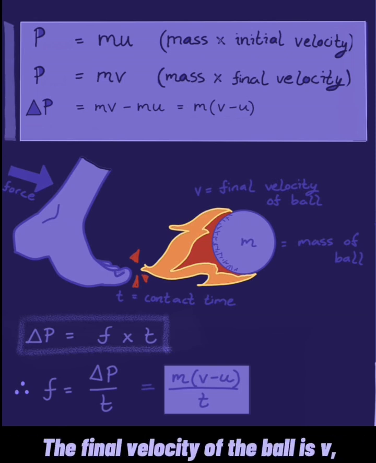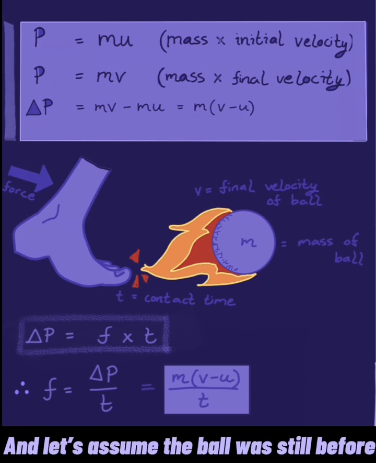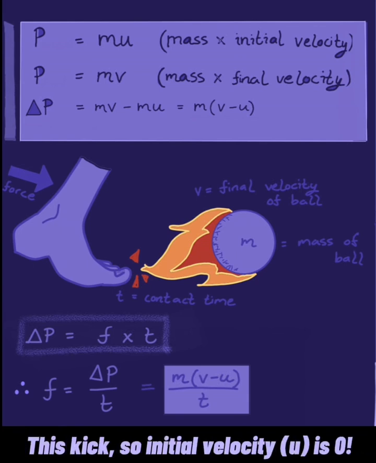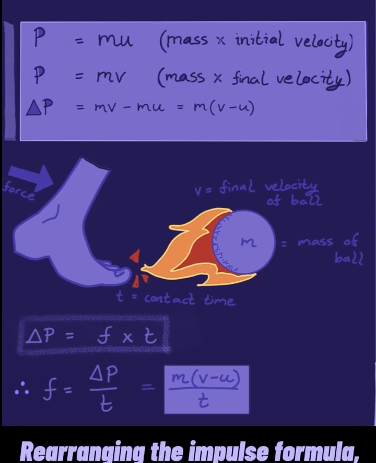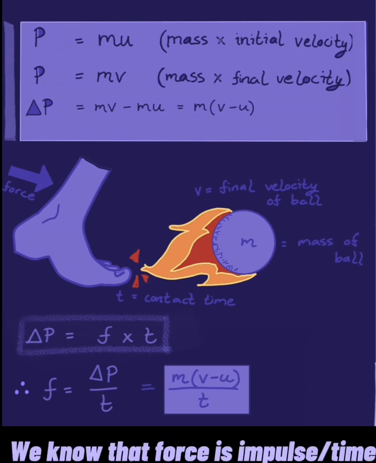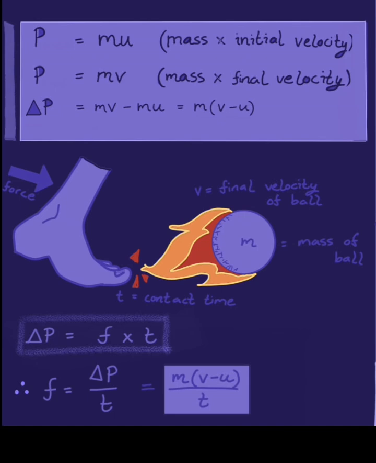The final velocity of the ball is v, and let's assume the ball was still before this kick. So initial velocity u is 0. Rearranging the impulse formula, we know that force is impulse upon time. So force is mass into change in velocity upon time.